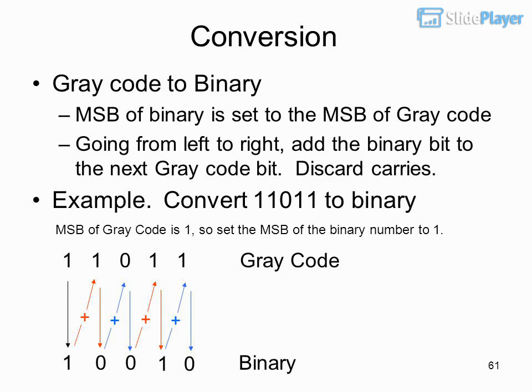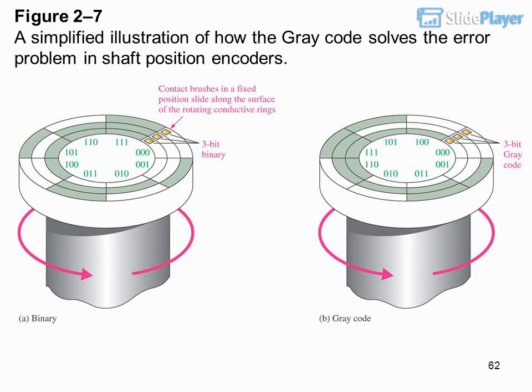The MSB of gray code is 1, so set the MSB of the binary number to 1. 11011 gray code, 1 binary. Plus. Figure 2.7 is a simplified illustration of how the gray code solves the error problem in shaft position encoders.